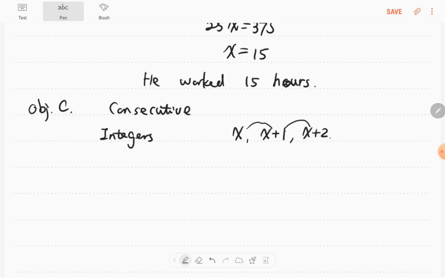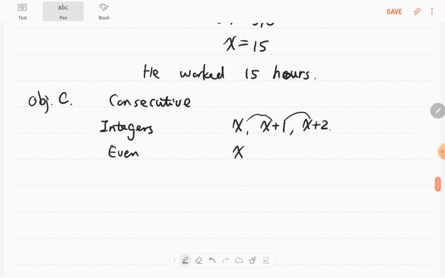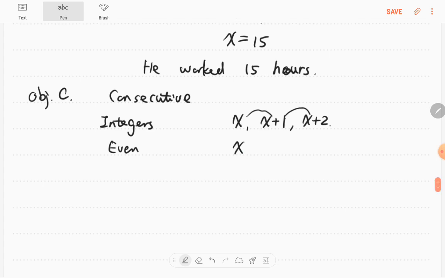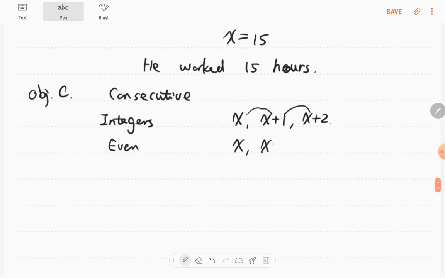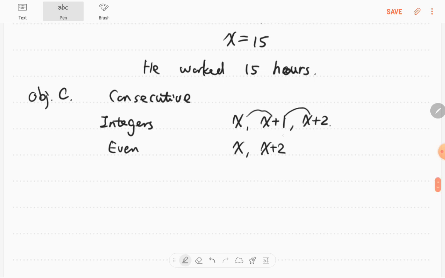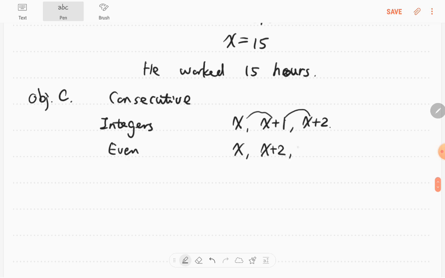But for example, if we're talking about the even integers, that's a little bit different. We still set the smallest one to be x. But how can we get the second even number? It's just like skip counting, right? We plus 2 to get the second even integer, and plus another 2 to get the third even integer.